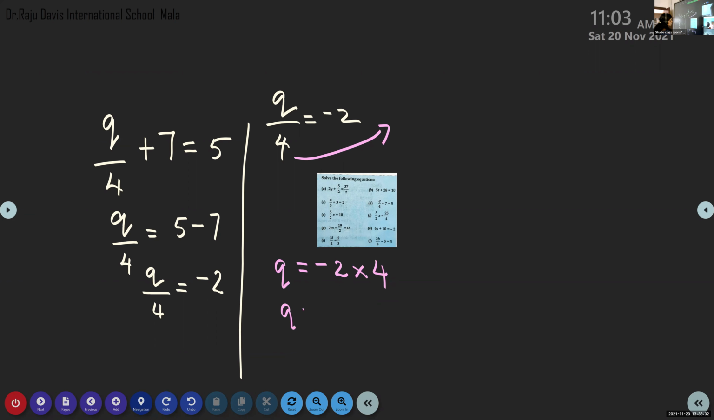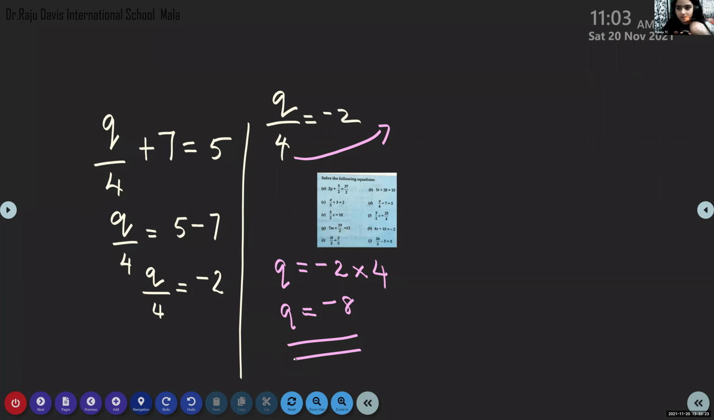So q is how much? Negative 2 into 4. Negative 8 or positive 8? Negative 8, because negative into positive is negative 8. All these rules of integers you should be thorough with. So the answer is q is equal to negative 8.